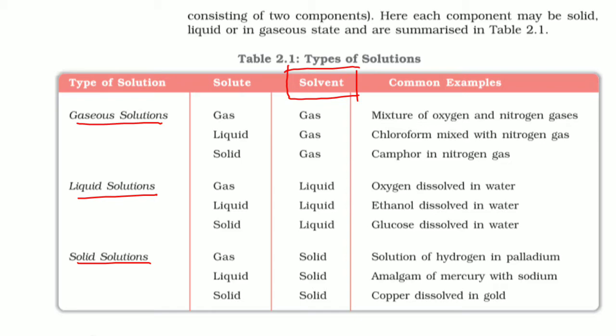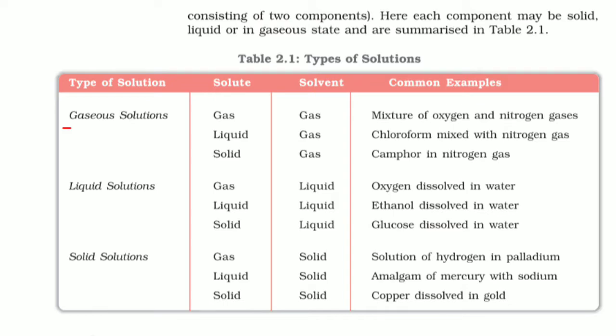But again, depending upon the nature of the solute, the gaseous solutions are further classified into three categories, liquid solutions are again classified into three categories, and the solid solutions are also classified into three categories, depending upon the state of the solutes. Now let us discuss one by one.